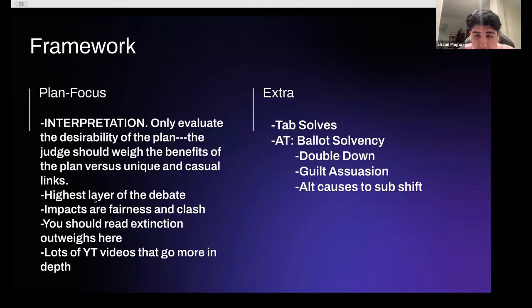This is the highest layer of debate, which is why I should spend the most time on it. Obviously, none of the other arguments matter if you win that you should only evaluate the impacts off of the resolution.